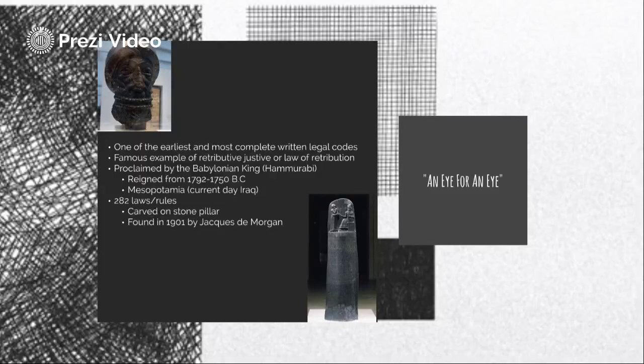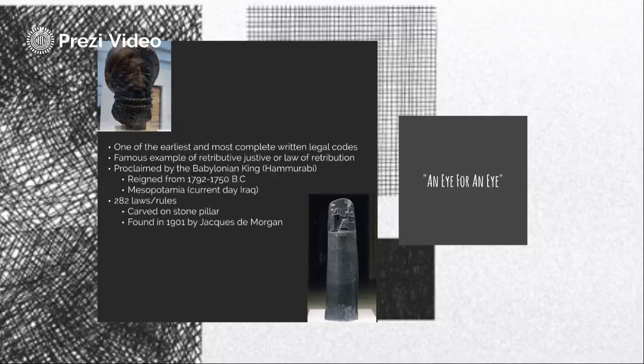After ruling for some time, Hammurabi decided to start expanding his kingdom and saw the need to unite the various groups under his power. In order for this to work, he needed a universal set of laws to keep everyone in check. The list consisted of 282 laws or rules which were carved into a stone. This was later found in 1901 by Jacques de Morgan. I don't know if I'm pronouncing his name right.